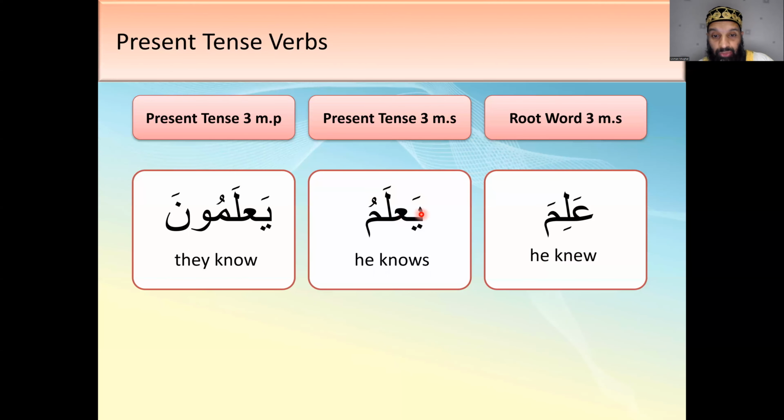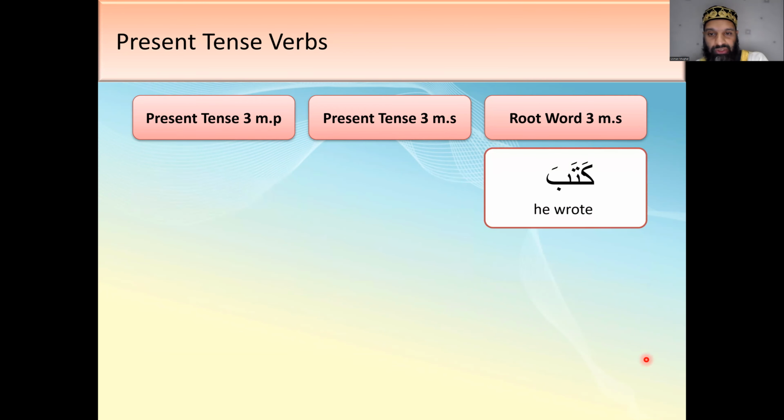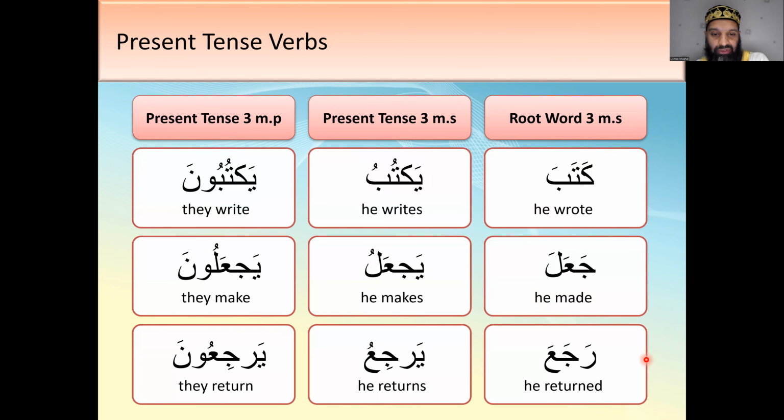In the sentence, it's third person, he knew. Look, ya'lamu, you put something onto the start, so that shows you it's present tense. And ya'lamuna, you put some ending on there, but it's still got the prefix on it, so it's present tense. So these were examples, and I said, what's going on here? What's the difference? Look at the third letter. The third letter has a different vowel in each case.